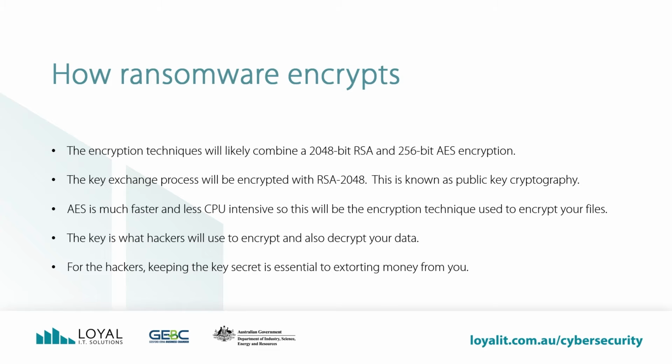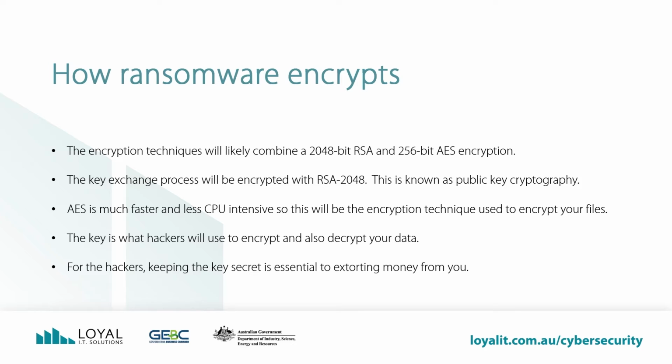How does ransomware encrypt? Okay, well this is kind of where it gets complex. The encryption techniques will likely combine 2048-bit RSA and 256-bit AES encryption methods. The key exchange connection will be encrypted with RSA 2048. This is known as public key cryptography. I won't get into the details of how this works, but just know it is a well-known cryptography method and it is used on all secure websites you visit. Remember the padlock icon in the web address we covered in the Do I Need a VPN video? This is the cryptographic method used to give you the padlock so you know it is secure.